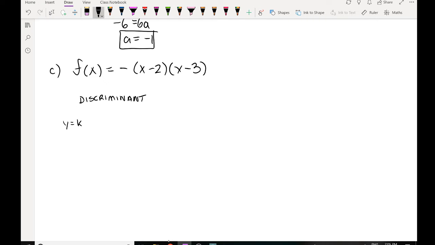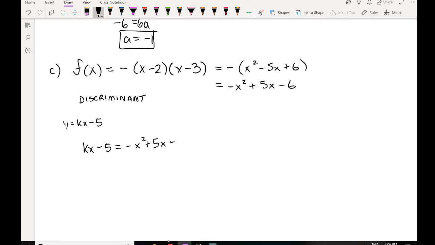So if I take kx minus 5 and I set it equal to my quadratic, which maybe I'll expand out, is going to be minus x squared minus 5x plus 6. So minus x squared plus 5x minus 6 once I multiply the negative through. So if I set those two things equal, I know that the resulting equation, when I move everything over to the other side, can only have one solution.